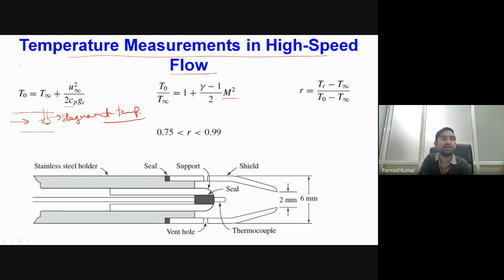Okay, so a rough estimate I can give is that if the air velocity is of the order of 70 meters per second, then the difference between our free stream temperature and stagnant temperature will be close to 2.2 degrees Celsius.